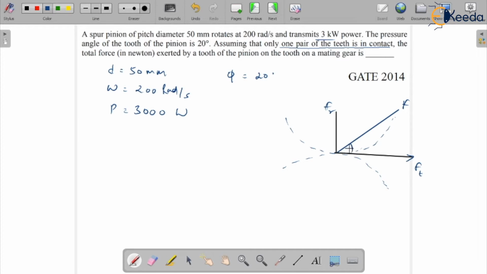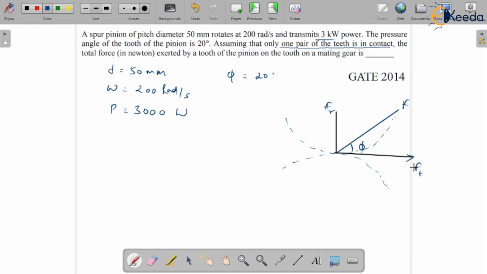We know that this angle is considered as phi because this F is basically the line of action of force. Line of action of force means the force that is applied by the pinion on the gear, or applied by the gear on the pinion. So that is basically the line of action of forces. We know that the pressure angle is the angle between the common tangent and the line of action of the force. So how can we calculate?